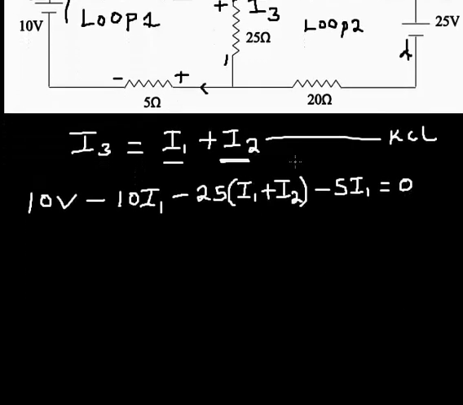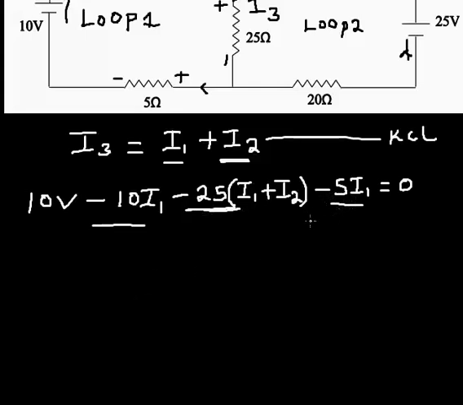Before I call it equation 1, let me actually simplify it first. Let me open the bracket. If I open this bracket, I'm going to have minus 25 I1. So if I sum the I1, I have minus 10 I1, minus 25 I1, and minus 5 I1. Minus 10 I1 minus 25 I1 gives me minus 35 I1, and minus 35 I1 minus 5 I1 is going to be minus 40 I1.